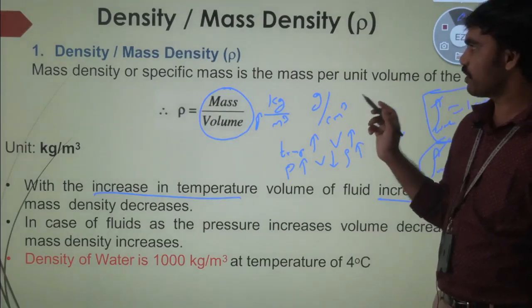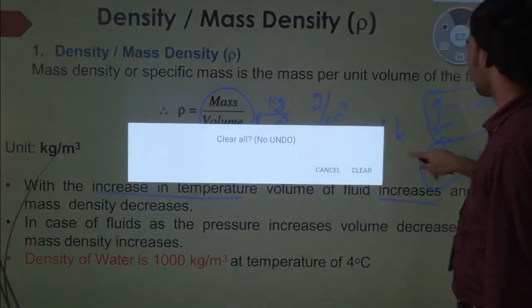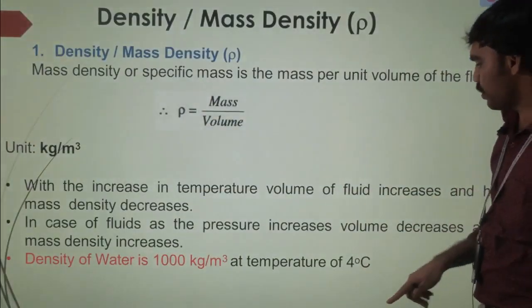So again I will revise. Density means the mass occupied by the fluid per unit volume. Units are kg per meter cube.